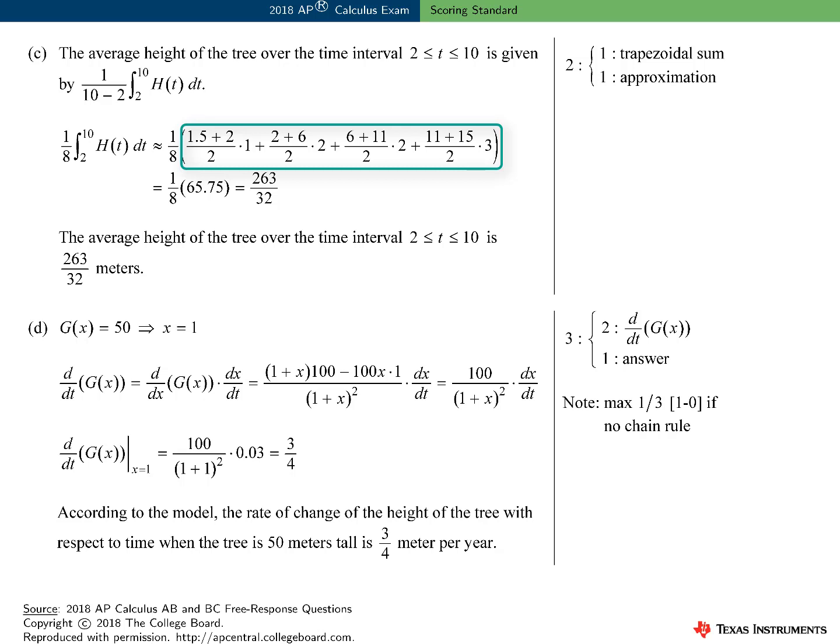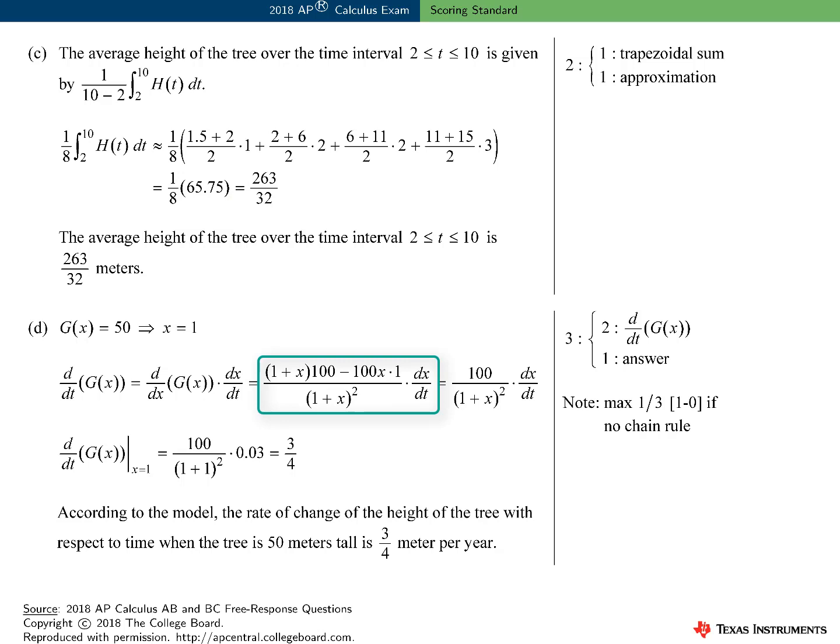Part C was worth 2 points. 1 point for writing a correct trapezoidal sum using the values in the table, and 1 point for finding an approximation to the average height of the tree over the interval 2 to 10. Part D was worth 3 points. 2 points for finding the derivative of g with respect to t, and 1 point for the final answer, the rate of change of the height of the tree with respect to time when the tree is 50 meters tall. Note that there's a maximum of 1 out of 3 points in this part if the student does not use the chain rule.